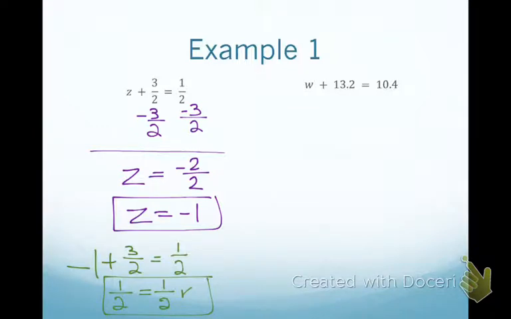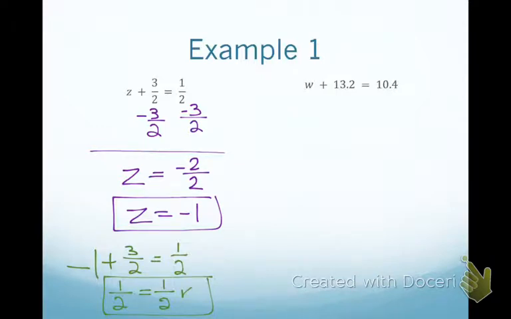All right, go ahead and look at the second one. W plus 13.2 equals 10.4. All right, based on the first 3 problems that we worked, what do you think you're going to do to both sides of the equation to solve for W? Go ahead and try that. Don't say it out loud yet. Go ahead and write it on your paper. So what do you think we're going to do on the second one? What did you guys do on your papers?